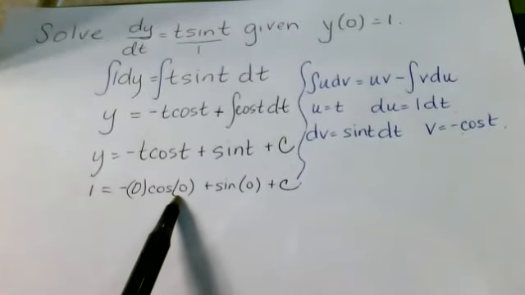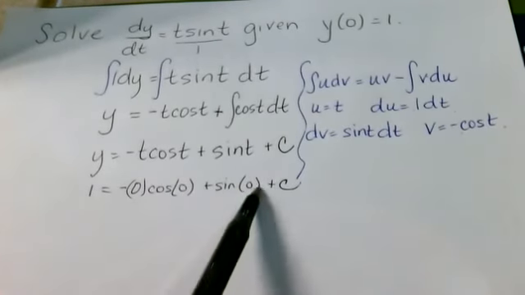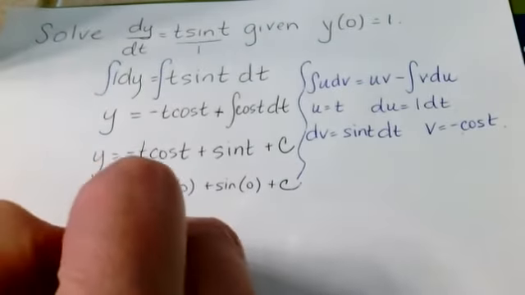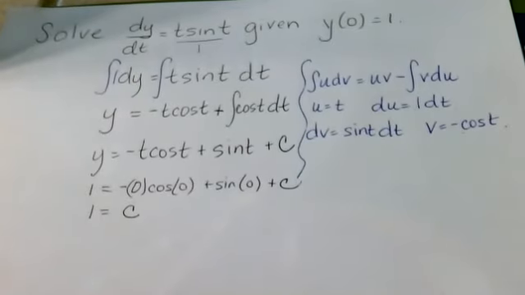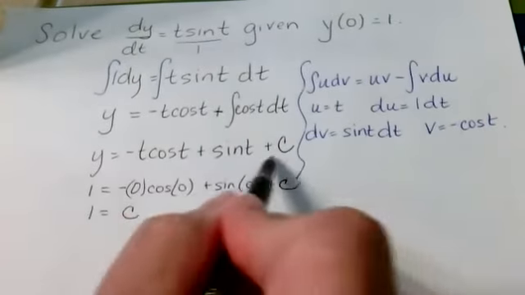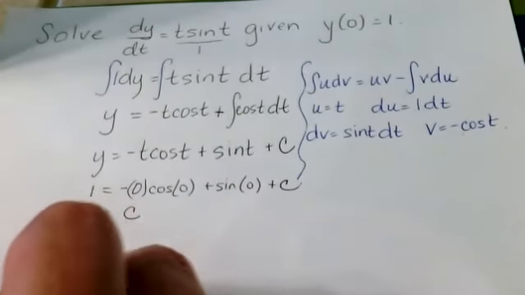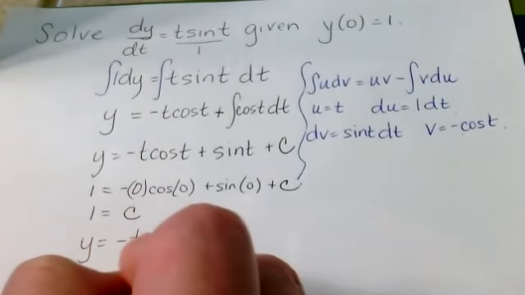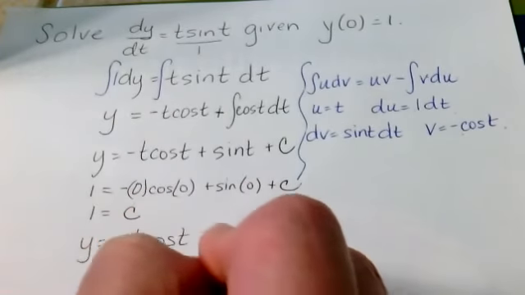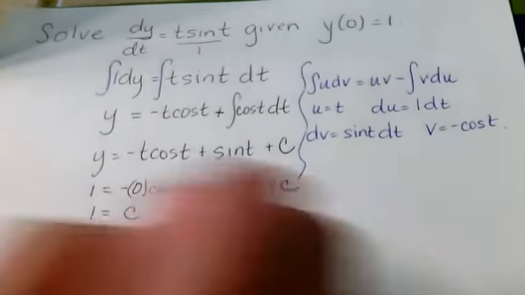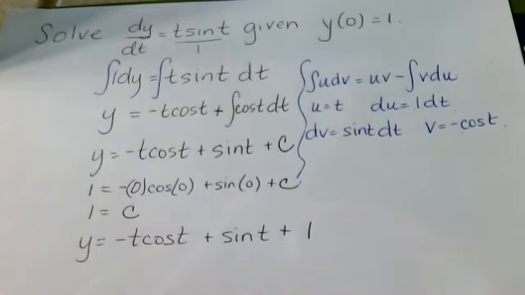So 0 times cosine of 0 is going to give you 0. Sine of 0 is 0. So you come out that your constant of integration is 1. Let's go ahead and write that back in our final answer for our equation. Now that we know what the constant of integration is, we can give our final answer there.